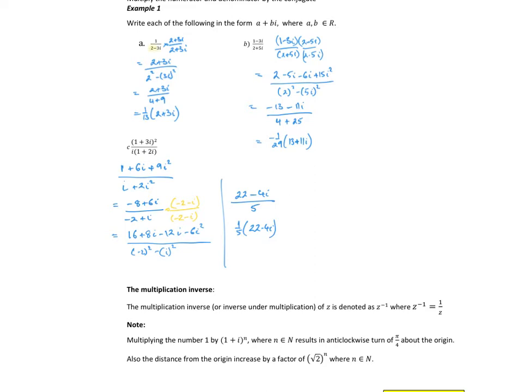So obviously 1 over 2 minus root 3i, multiply top and bottom by 2 plus 3i, we end up with the real number on the bottom, so 1/13 of 2 plus 3i. And then it's just the same process. Okay, just be careful with everything else, multiply by the conjugate. Use your distributive law carefully.